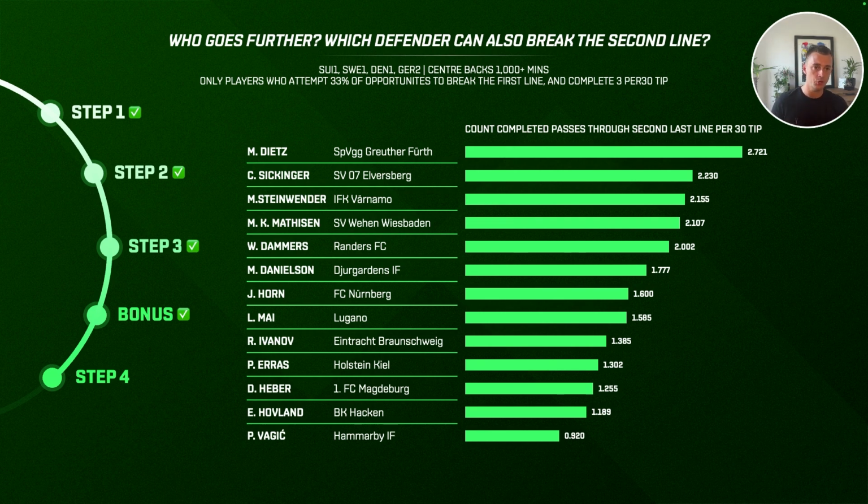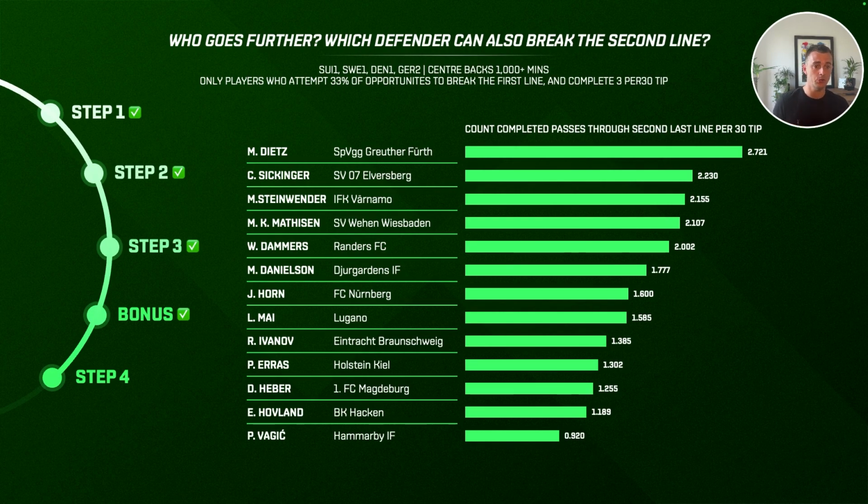Not only that, but they also have to complete 3 passes through that first line for every 30 minutes of team in possession. So we're really narrowing it down now to the players that we know are actively looking to break through that first line, and they do complete those passes as well. How can we then differentiate them further?